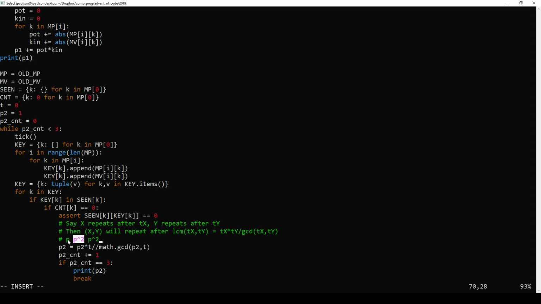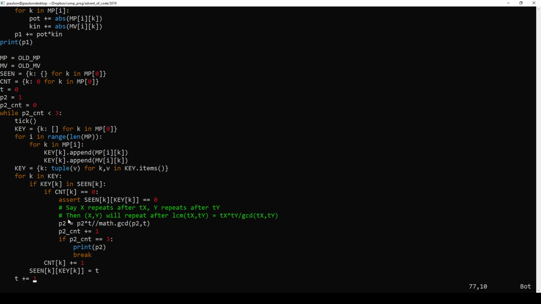p squared is already a multiple of p. Anyway, this is a true thing. Okay, so we just update part 2 to be the LCM. It's also true that the LCM of A, B, C is the LCM of A and B with the LCM of C, so that's what's going on here.